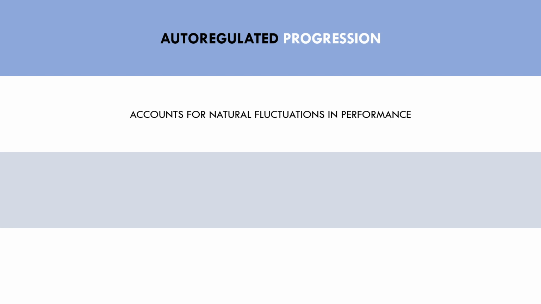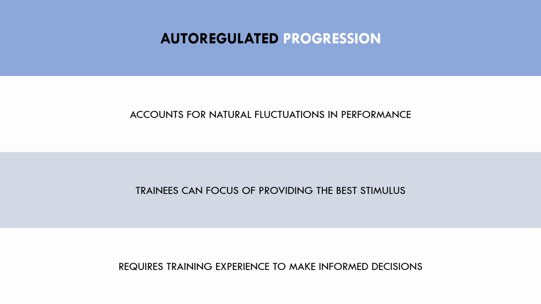Trainees can simply focus on providing the best training stimulus to the muscle and observe what response we see in the program. So rather than strictly prescribing any variables, we are adjusting based on the trainee's response. However, this requires trainees to have a decent level of training experience to make informed decisions about what needs to be adjusted and when.